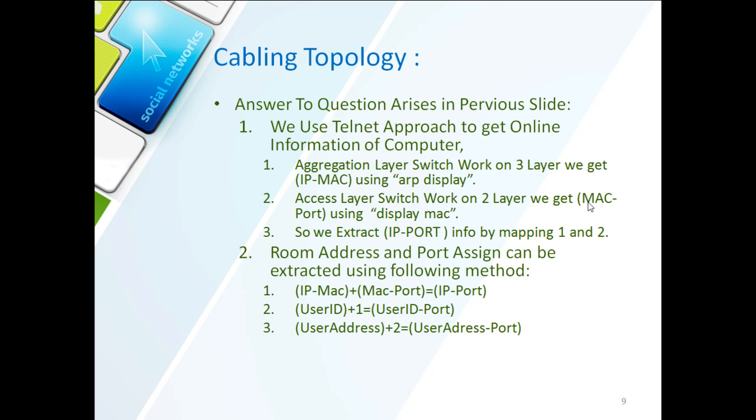First question: from the aggregation layer switch, which works on layer 3, we get IP and MAC by using the display ARP command. After getting IP and MAC, we use the display MAC command on the access layer switch, which works on layer 2, and get MAC and port. IP, MAC and MAC port. MAC is the same in both cases, so we get an IP port. Every IP address has a user ID, so from there we can extract user ID and port. After extracting user ID and port, every user ID has a user address, so the user address is mapped with the port number.